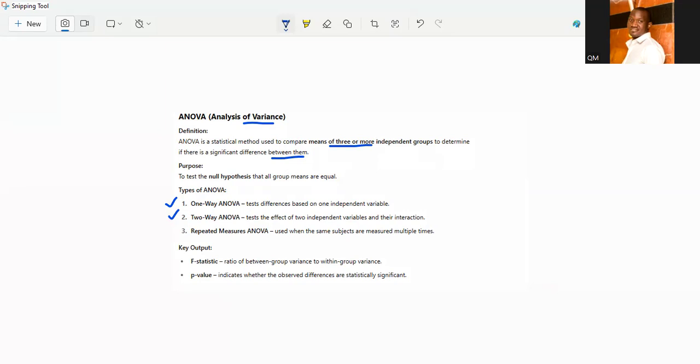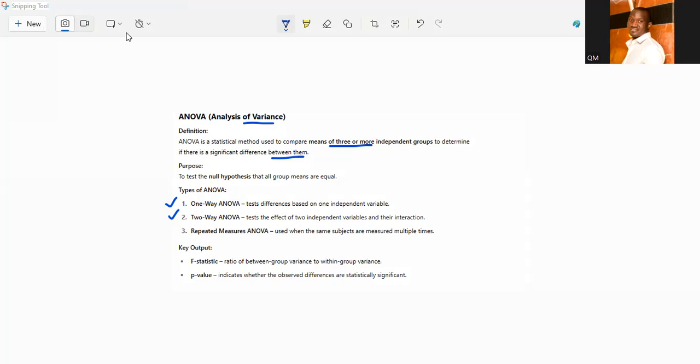So what is the purpose and what are the assumptions? The purpose of ANOVA is to measure the differences between more than two or three means. And what are the assumptions under which ANOVA operates? The following are the assumptions.